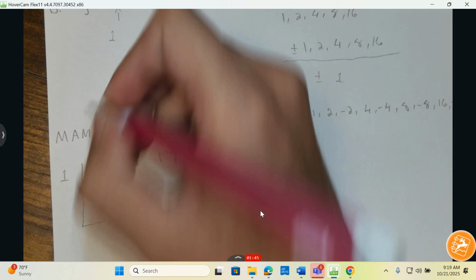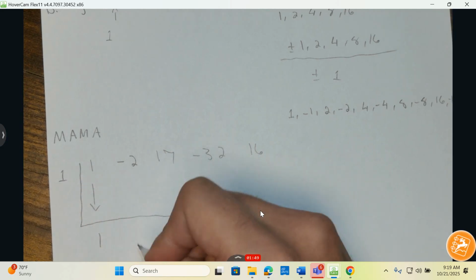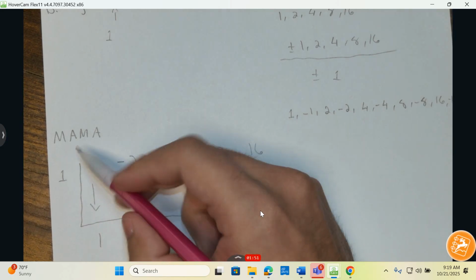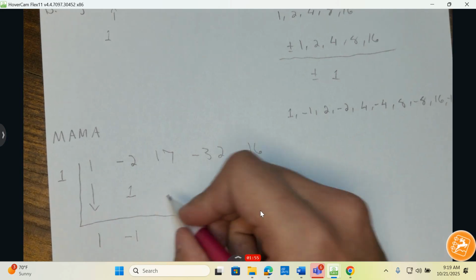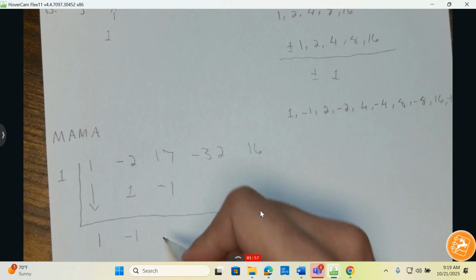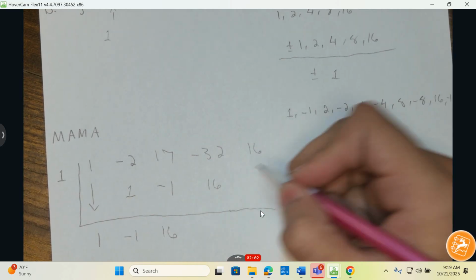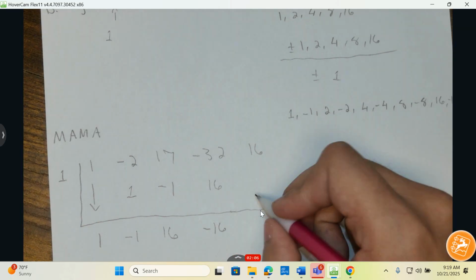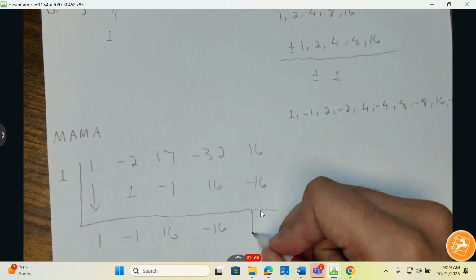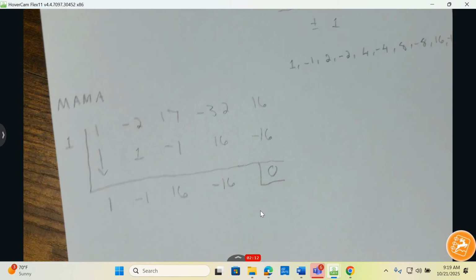We're just going to drag that 1 down, bring the 1 down, multiply 1 by 1, which is 1. And then we want to add. Negative 2 plus 1 is going to be negative 1. 1 times negative 1 is negative 1. Add that to 17, I get 16. 1 times 16 is 16. Negative 32 plus 16 is negative 16. 1 times negative 16 is negative 16. When I do that, I get a 0. So that means 1 is a possibility for one of my answers.